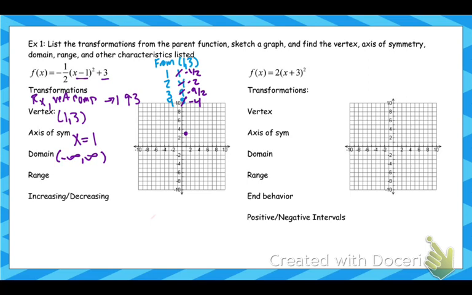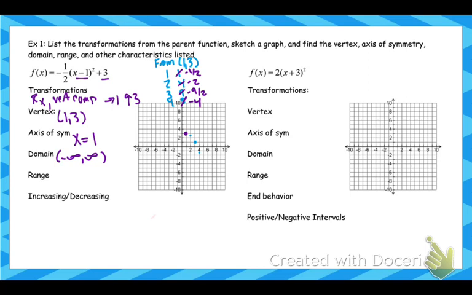Okay, it's not going to follow the normal parent function, which would go right 1, up 1, right 2, up 4 from the vertex. And then it would be the same thing on the other side because of that axis of symmetry. That's what the parent function would look like. But because this graph has been compressed and reflected, we're going to go right 1 and down 1/2 from the vertex. Right 2 and down 2 from the vertex. Right 3 and down 4.5 from the vertex. And right 4 down, that shouldn't be 8.